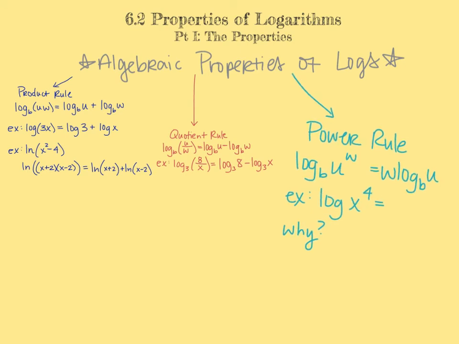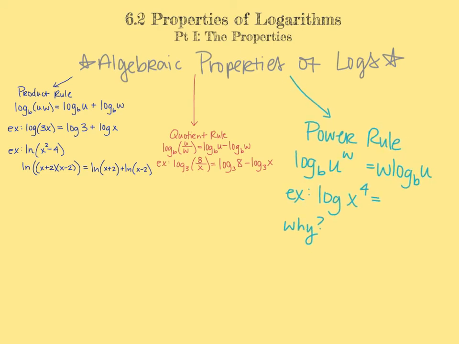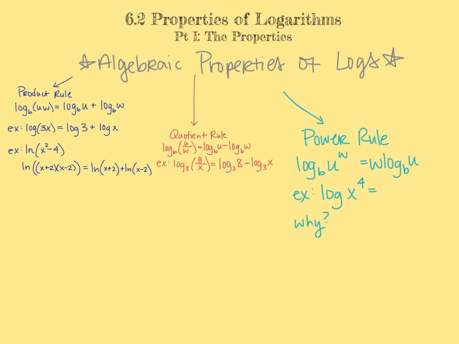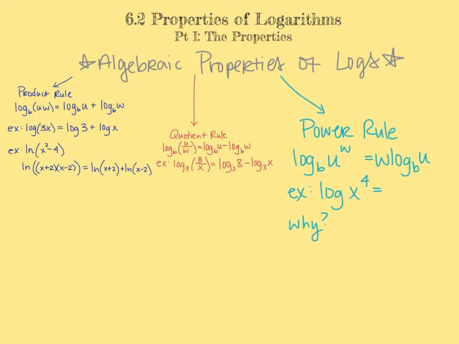So the power rule is all about the exponents outside of a log. In this case, we have the log base b of u to the w. We can actually bring that w, that exponent, out front and write it as w times log base b of u. So for example, we have log base 10, so log of x to the 4th. This 4 is our w, while the x is the u value. So we can bring that 4 out front and write it as 4 times the log of x.